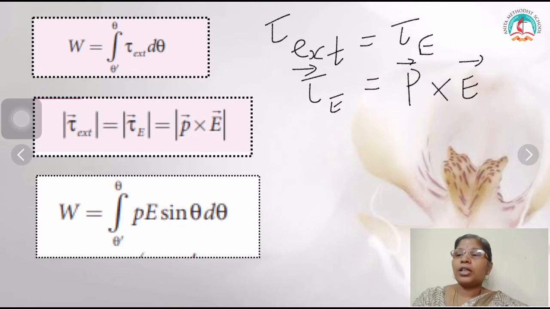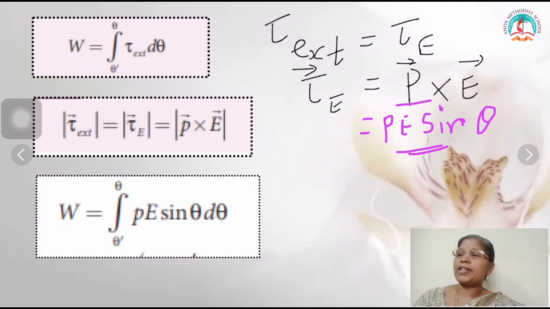So the formula is tau external into d theta. What is tau external? Tau external is equal to tau e. What is tau e? Already you calculated that the value is equal to PE sin theta, or in vector notation, P cross E, the cross product. So this is PE sin theta, otherwise it is P cross E. Now, tau external is equal to modulus of P cross E. Why am I writing modulus here? No negative symbol. For that, modulus is written here.